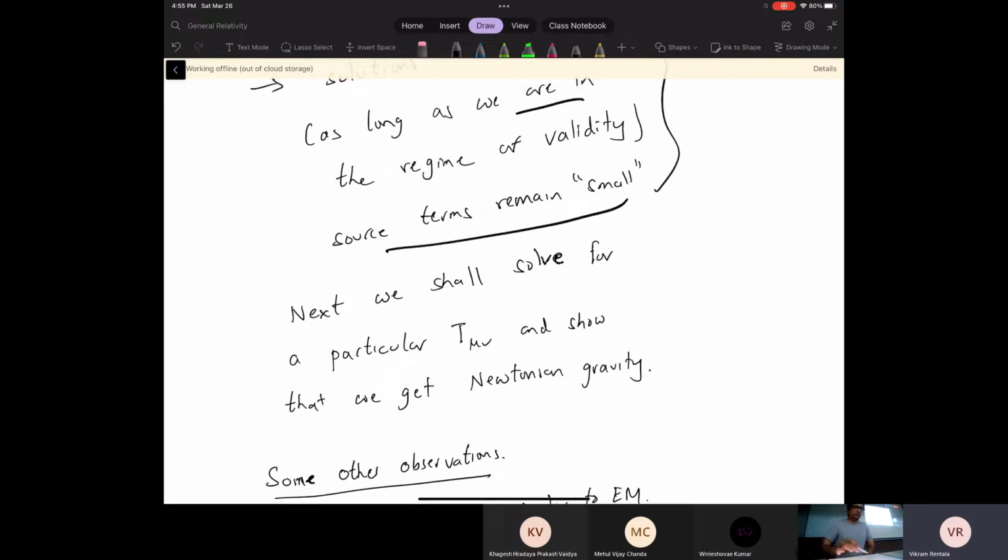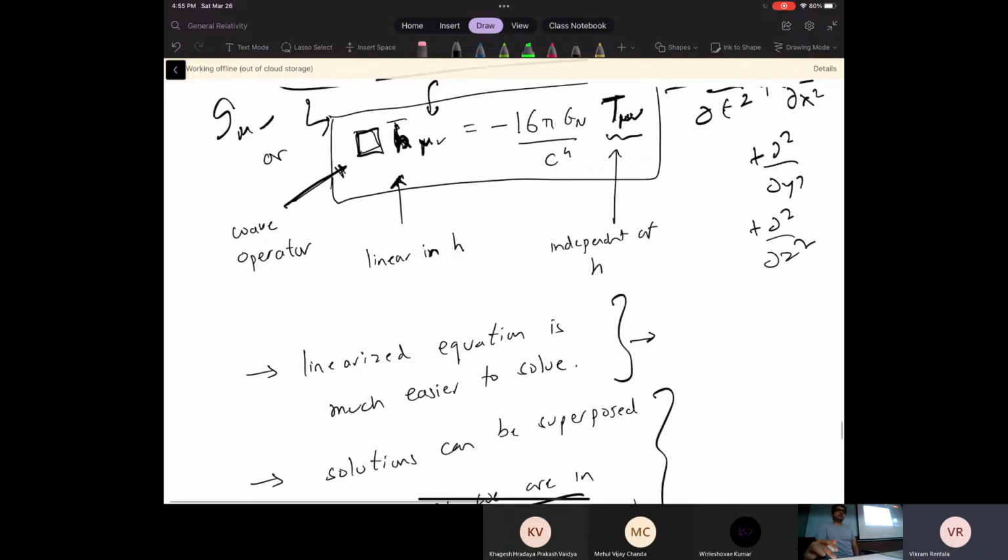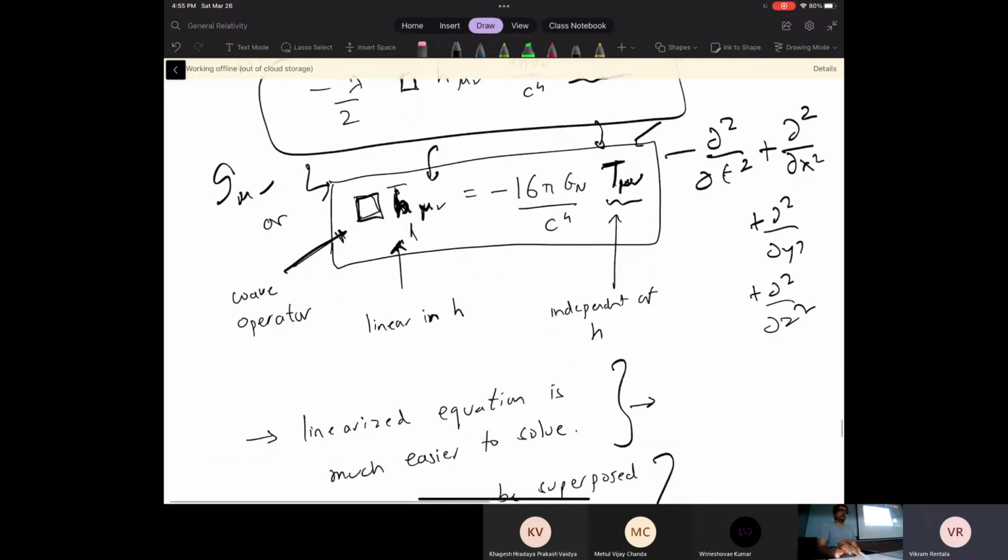Okay, so what we'll do is we'll solve for a particular T mu nu and show that it really gives you Newtonian gravity. If you remember, in the very beginning of the class, the kind of equations we were guessing for gravity plus STR were really of this kind of form, right? It was some tensor times some second derivative operator is equal to the stress energy tensor. That was the kind of guess that we had made. That guess is right, except it's only true in the linear approximation to general relativity.